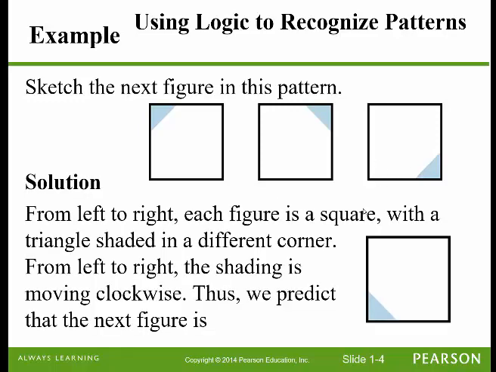From right to left, each figure is a square with the triangle shaded in a different corner. From left to right, the shading is moving clockwise. Thus, we predict, just like I said, we'd have this shaded region right over here.